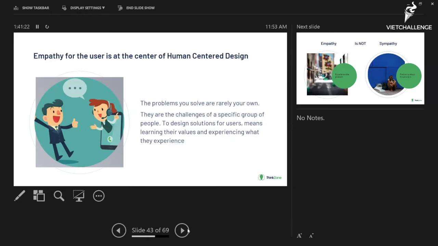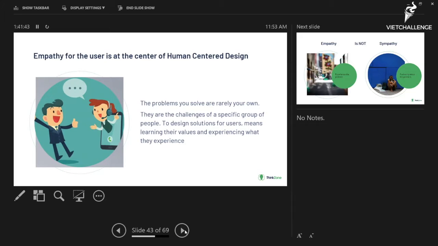Therefore, it's so important to practice empathy, in this case in the form of interviews, because an interview really gives you emotional needs and insights. You can also do this through a survey. So for example, doing a survey is also another way to gain empathy, to really understand what the other person is going through.